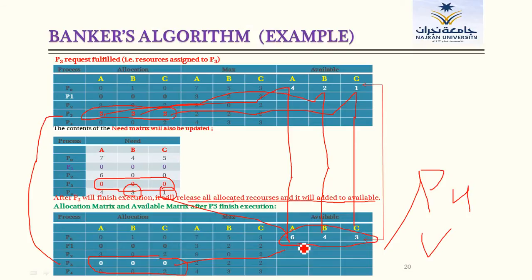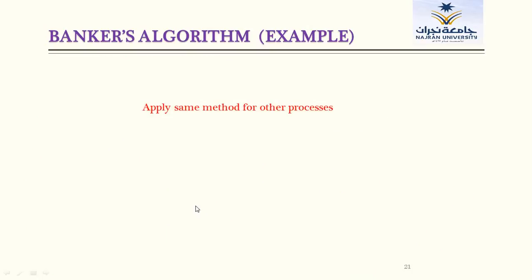Now if this condition is true, then we will execute P4, otherwise we will not execute. Currently it shows that 4 is less than or equal to 6, true. 3 is less than or equal to 4, the B instance, true. 1 is less than or equal to 3, true. So it means we can execute this process P4. You have to apply the same method to solve this problem.